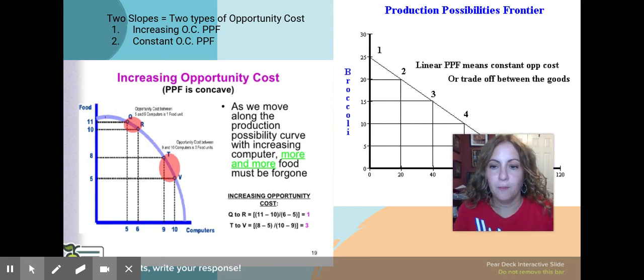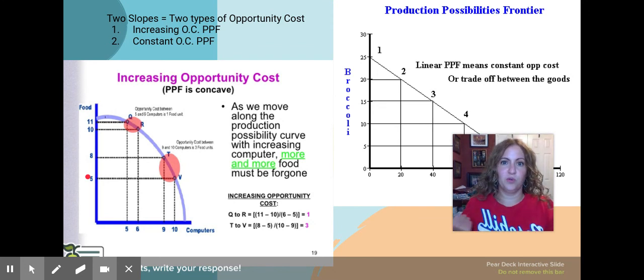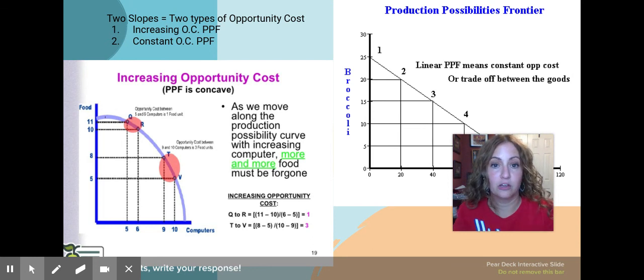All right. But at point T, now I'm making 8 food units and 9 computers. Well, once again, I want 1 more computer. I want 10 computers. Well, I can't continue making 8 foods. I'm going to have to lose some food. I'm going to have to lose 3. Wait, before I only lost 1 food to get a computer. Now I have to lose 3 foods to get a computer. Yeah, the slope has increased. And slope means opportunity cost. So the opportunity cost has increased. The cost of how many foods I had to give up increases.